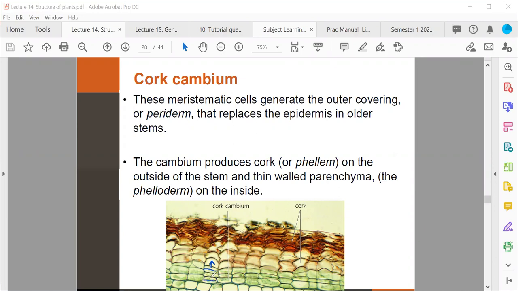In a similar fashion, this cell of the cork cambium will divide in 2 in that fashion. This inner cell here remains part of the cambium. This outer cell will differentiate to form a thin-walled parenchyma cell towards the inside. And of course, you can see these cork cells here to the outside. They are, of course, dead cells at maturity.